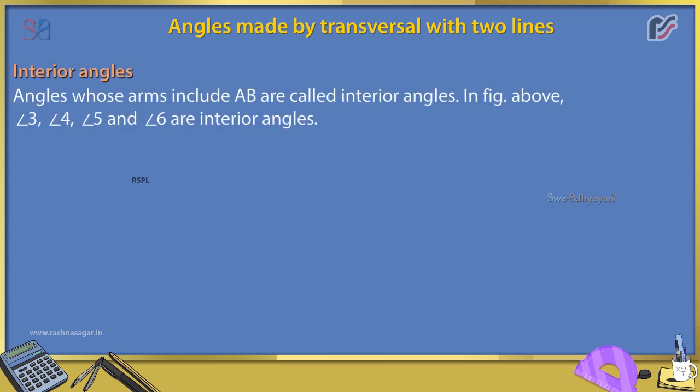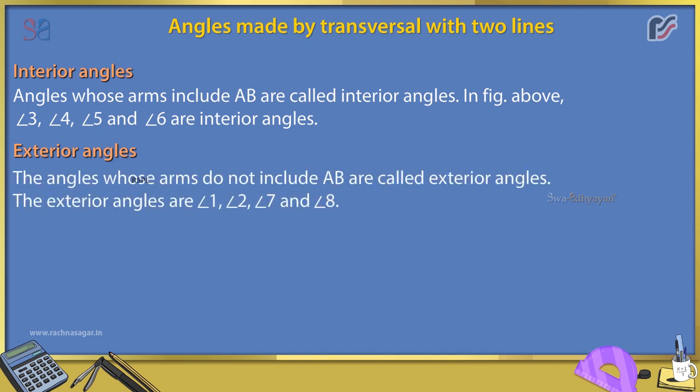Interior angles. Angles whose arms include AB are called interior angles. In the figure above, angle 3, angle 4, angle 5 and angle 6 are interior angles. Exterior angles. The angles whose arms do not include AB are called exterior angles. The exterior angles are angle 1, angle 2, angle 7 and angle 8.